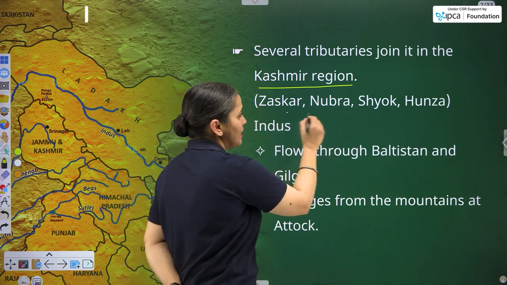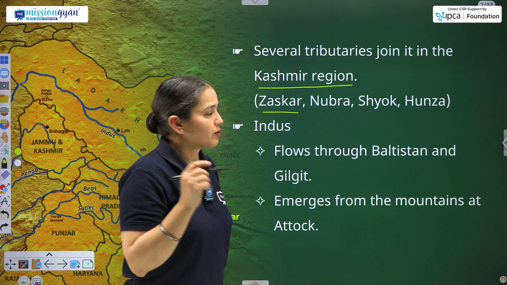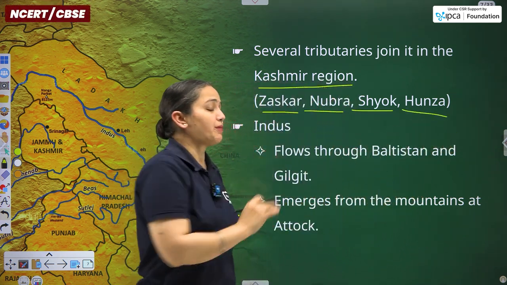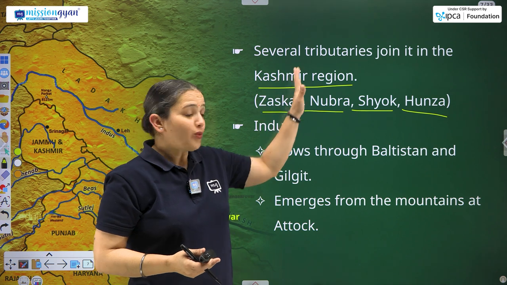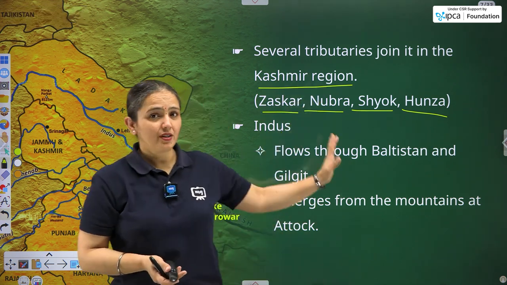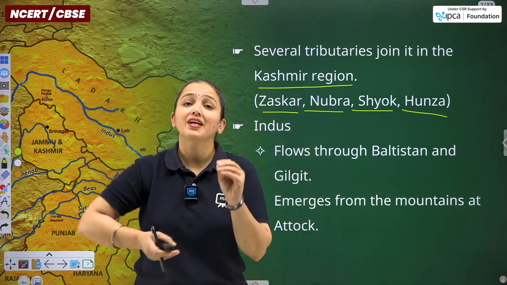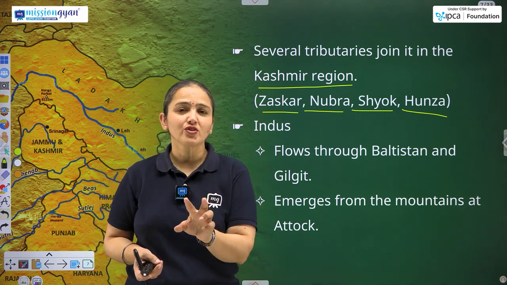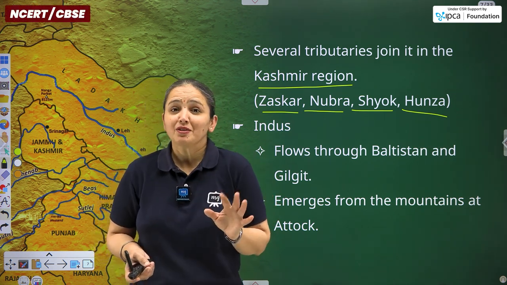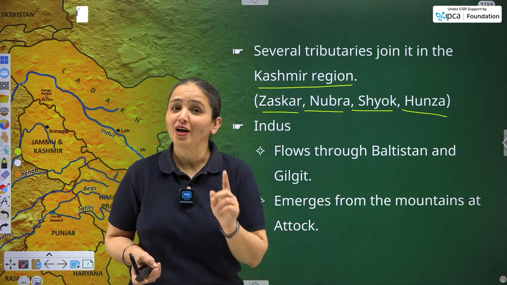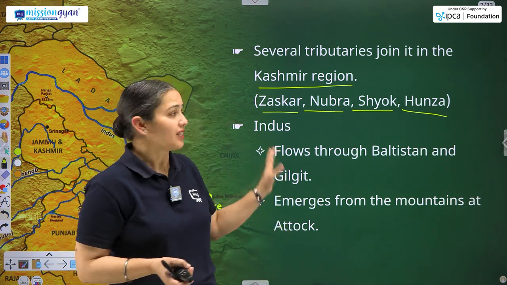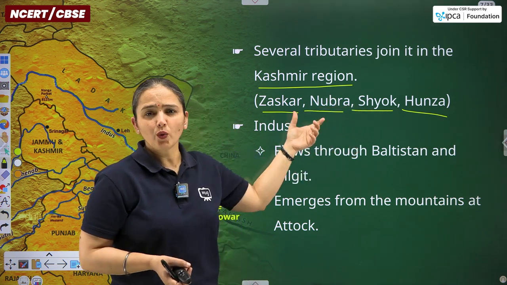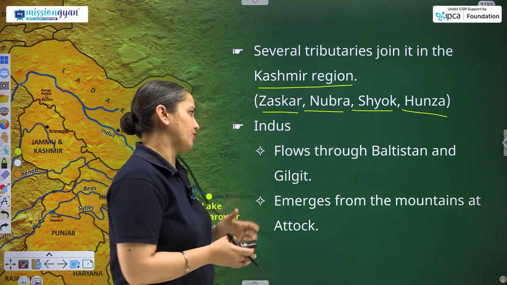These are the Zanskar range of mountains, Nubra, Shyok, Hunza. So these are the major tributaries. Whatever information I provided on this board, whether it is mandatory to copy it down or to learn it, either choice is yours. It means the ball is in your court. Now you have to decide how you play the game of learning. But particularly these kinds of terms come in 1 mark questions and MCQs.